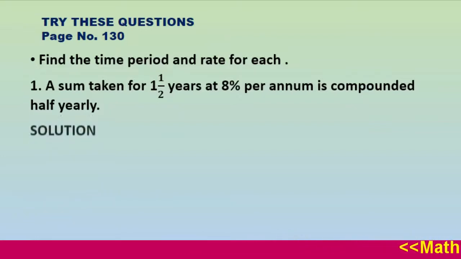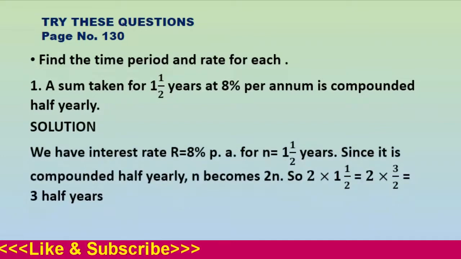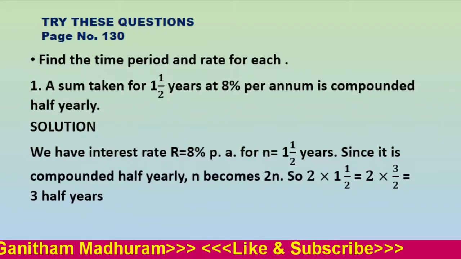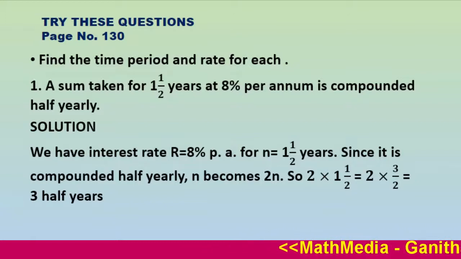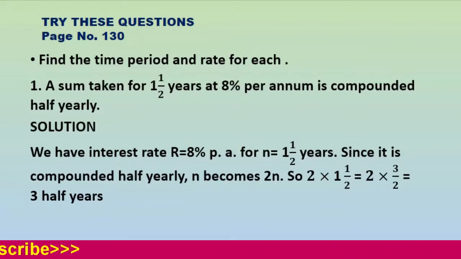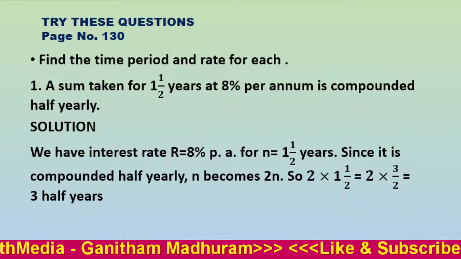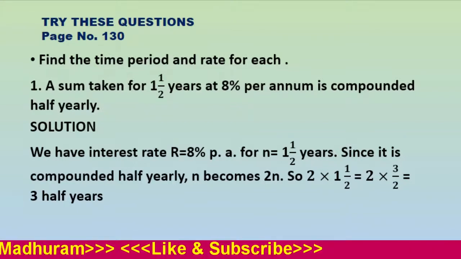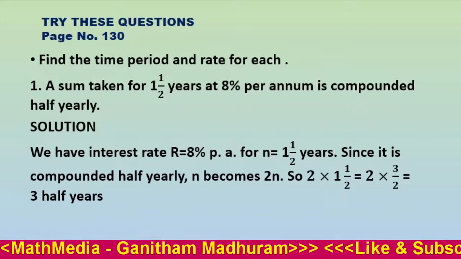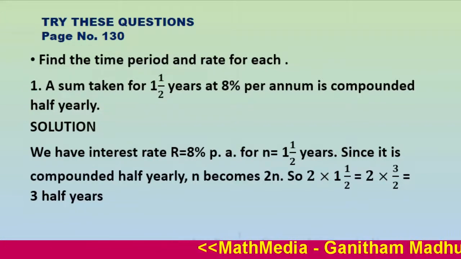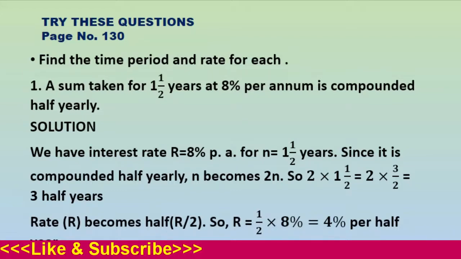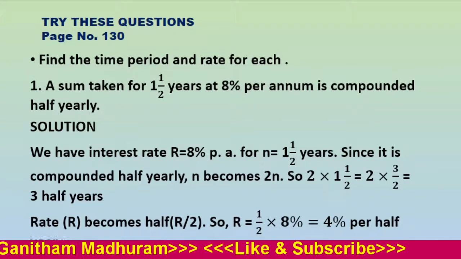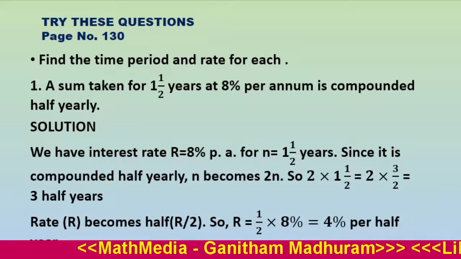Our time is 1.5 years. So it becomes twice, meaning 2n, 2 into 1.5 equal to 2 multiplied by 3 by 2 equal to 3. 2 cancels, we get 3. So n becomes 3 half years. And what about the rate? Rate is 8%. That becomes half of 8%. Cancelling 2 and 8, we get 4% per half year.